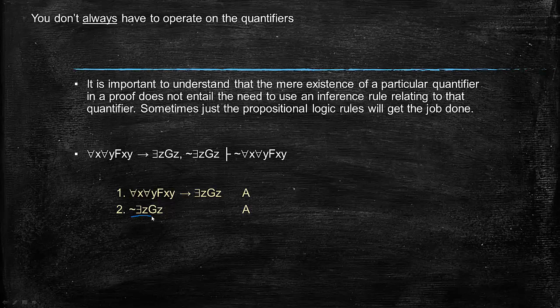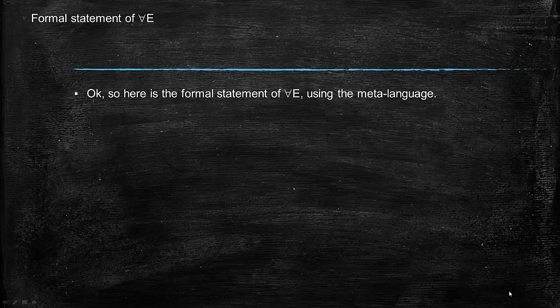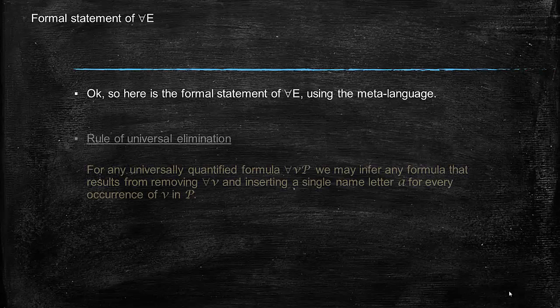This is the negation of this, right? Exists a z, gz, pop a negation on the end. We have the negation of that. And so if you just apply modus tollens to that, you actually get the negation of this formula, which is all they were asking for. So something that looks very difficult actually turns out to be dead easy if you make sure that you explore the ways that you can just use propositional logic on predicate logic formulas. All right, so let's just take a look at a formal statement of universal elimination using the meta language.